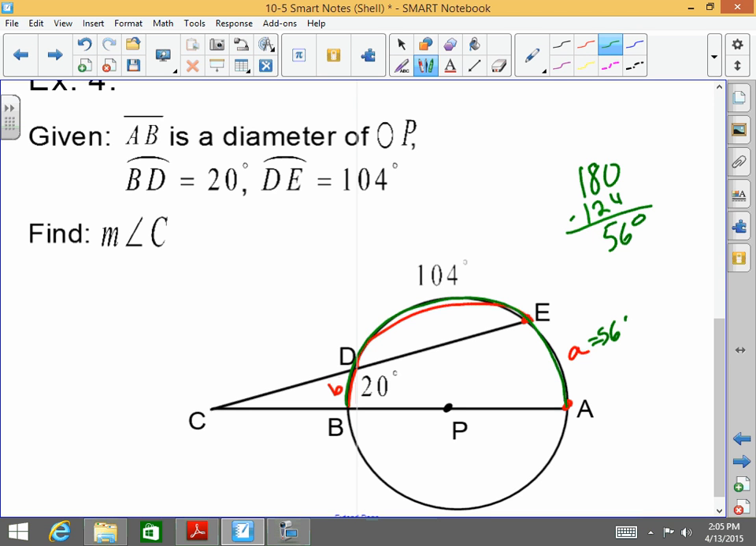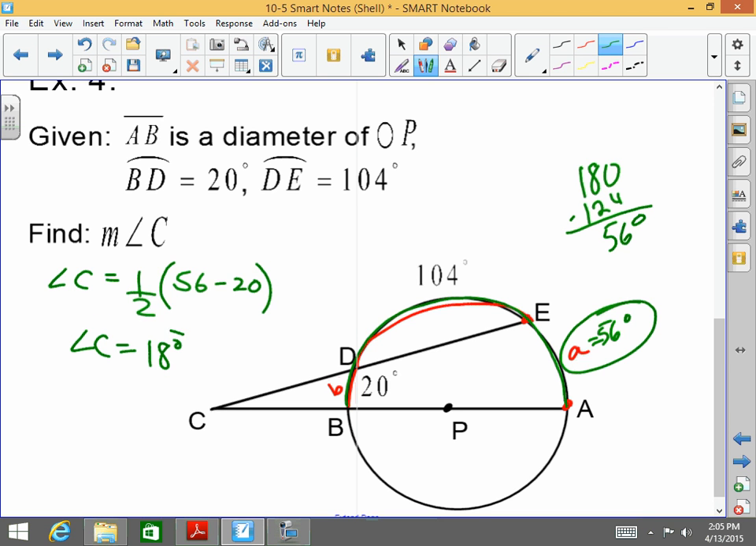So now we know that angle C will equal 1/2 of A, which is 56, minus B, which is 20. So that's 36 divided by 2. So angle C will equal 18 degrees. Not that bad, right?